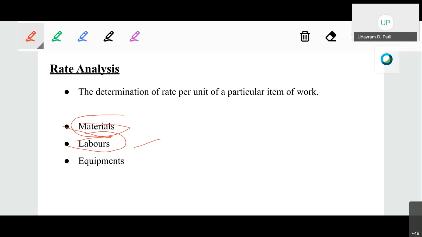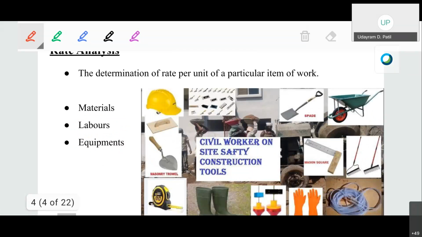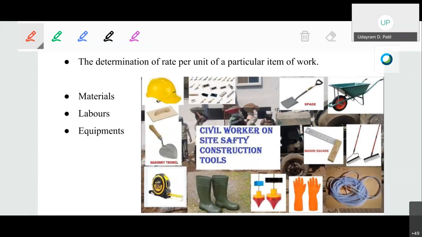Next, we will also require various equipments. Not just the bigger equipments like concrete mixer or the JCB, but also many small petty equipments, such as a trowel. So the number of trowels will be required, number of floats, number of trolleys will be required. We have to consider the cost of these equipments also. Your safety equipments or construction equipments will also be required to complete the construction of any item of work.